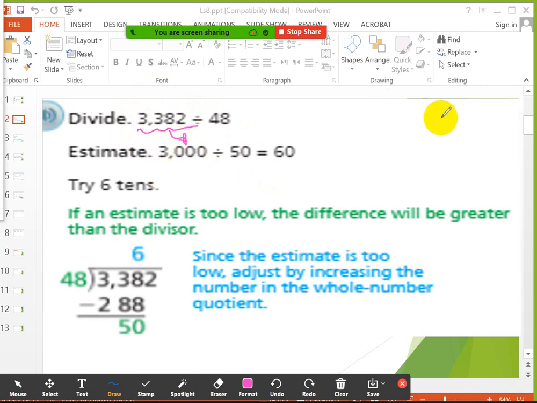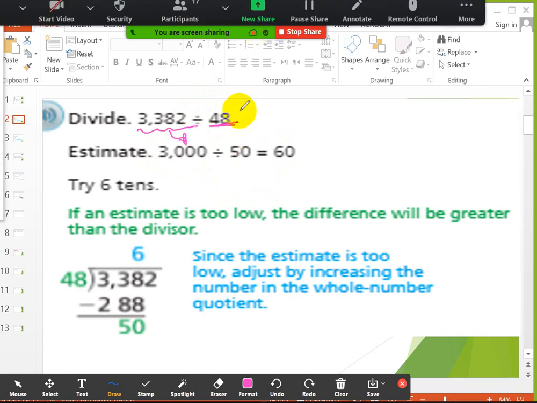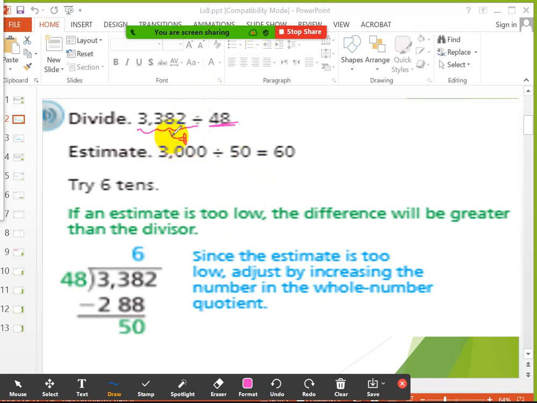3,000. Okay? Now, if you round the divisor to the nearest 10, look, after the 4 I have 8. 8 is greater than 5. That means I will add 1 to the tens and it will be 50. So this is the estimate for 48. If you divide 3,000 by 50, you can do it using mental math. So the answer will be 60.